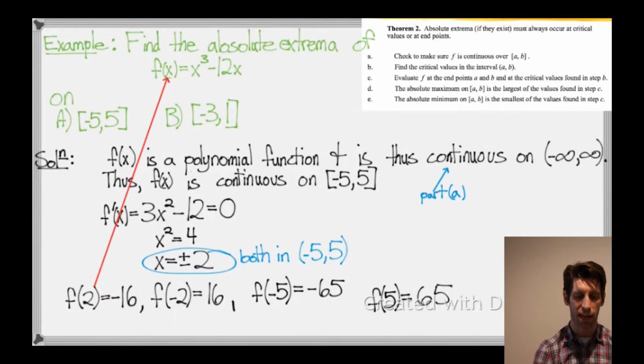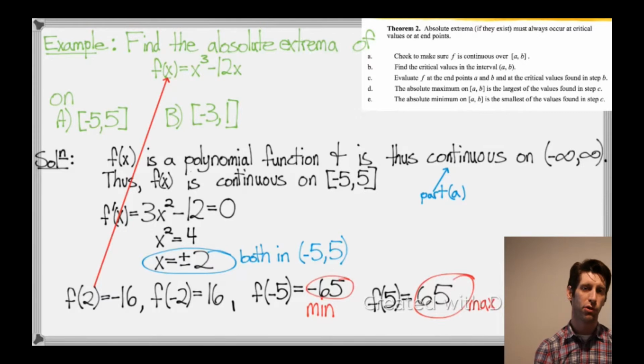So f of 2 is -16. F of minus 2 is positive 16. F of minus 5 is -65, and f of 5 is positive 65. So what we've done here is completed part C. Next up, for part D, we're going to find the largest of these y values, and in this particular case, it's 65. So 65 is our absolute maximum. On the other hand, -65 is the absolute minimum because it's the smallest y value that appears here. So this is parts D and E respectively.